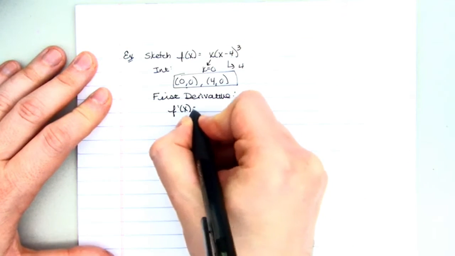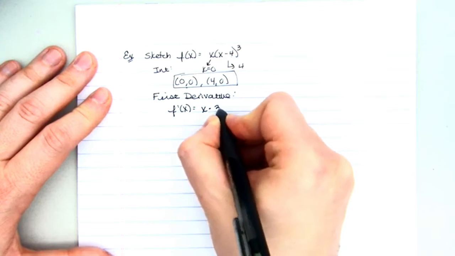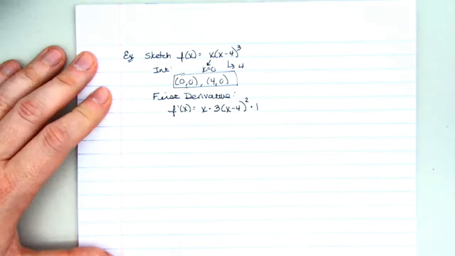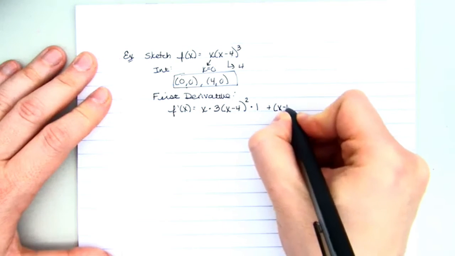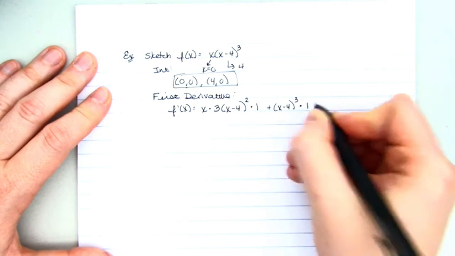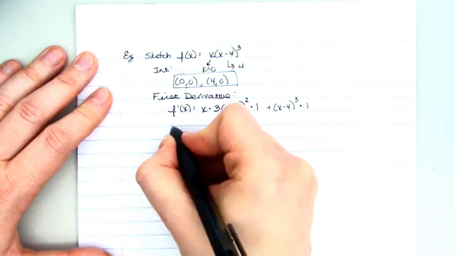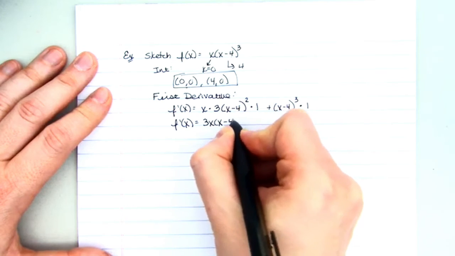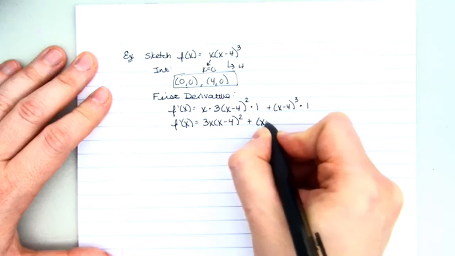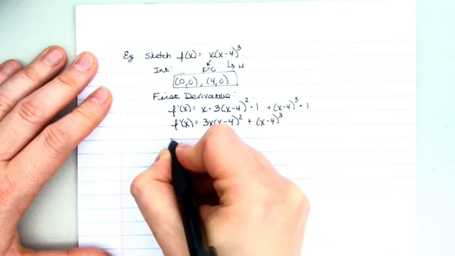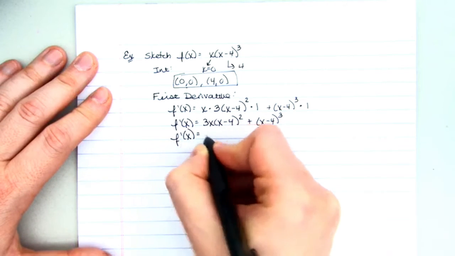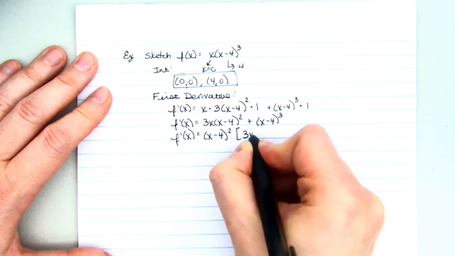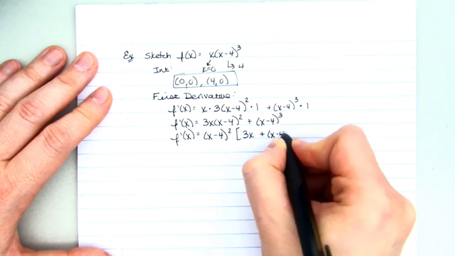F prime of x is going to equal first, x, times derivative of the second, 3 times (x minus 4) squared, times 1, plus second, (x minus 4) cubed, times derivative of the first, times 1. Okay, f prime of x is going to equal 3x times (x minus 4) squared plus (x minus 4) cubed. My GCF that I can pull out is an (x minus 4) squared. So I'm left with a 3x and then an (x minus 4) to the first.